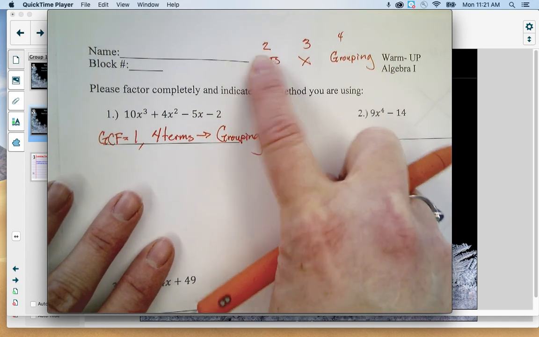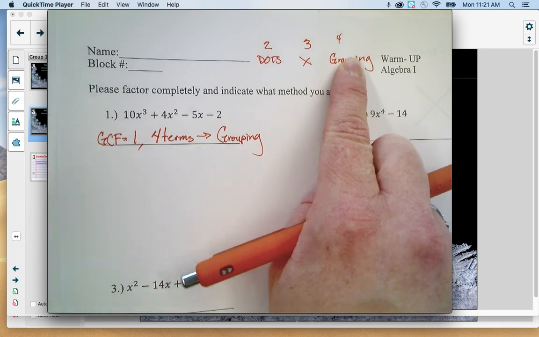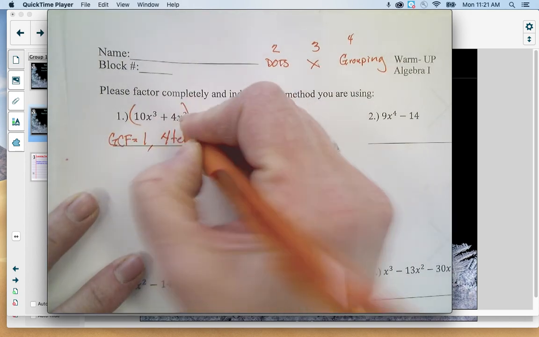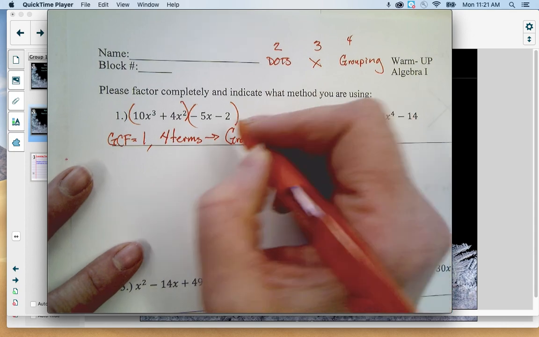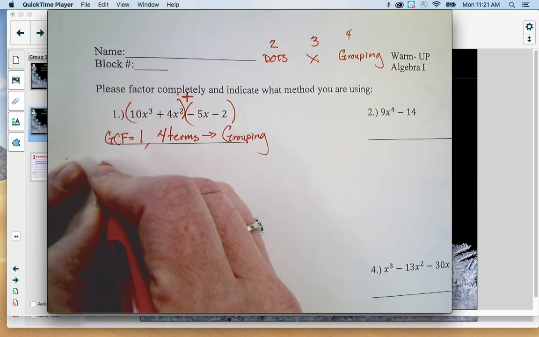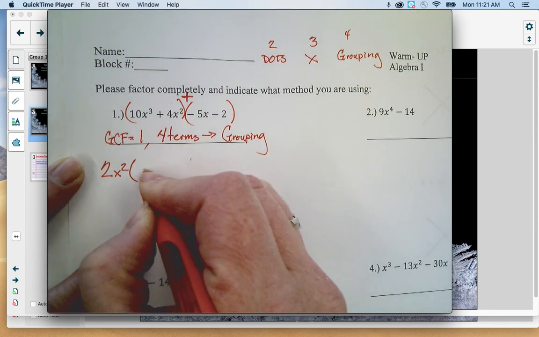Because I taught you GCF, I taught you dots, we went over the X method, we went over the group, we went over 2 days of figuring out when do I need each method. So you've been doing it for a while. Group your first 2, group your second 2, what needs to be in the middle? What needs to be in the middle when I do my grouping? An addition sign. What was your GCF of this first group? 2x squared. Good.